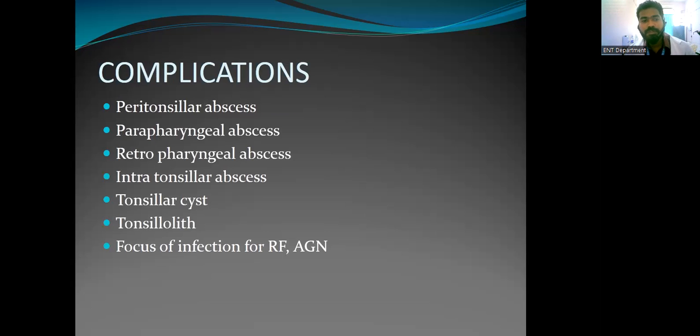So the complications of chronic tonsillitis. It's basically the peritonsillar abscess, parapharyngeal abscess, retropharyngeal abscess, intratonsillar abscess, tonsillar cyst, tonsillolith, and it could be a focus of infection for rheumatic fever and acute glomerulonephritis and SABE also, because it's basically caused by the hemolytic streptococci, which causes the chronic tonsillitis infection. So it could be a focus of infection for all these conditions: rheumatic fever, acute glomerulonephritis.